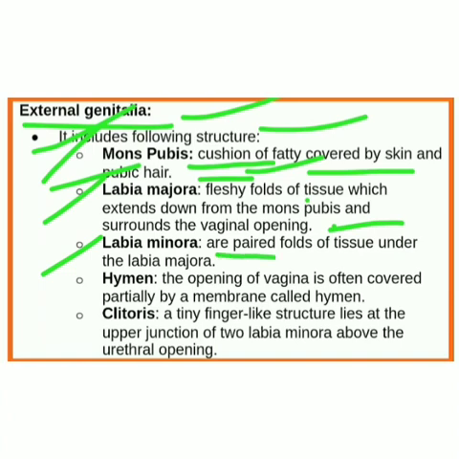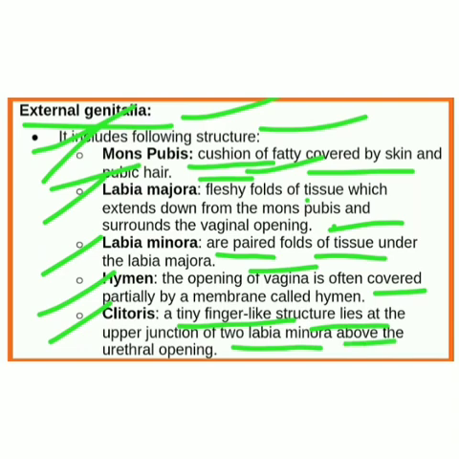Next, labia minora. Labia minora are paired folds of tissue under the labia majora. Next one is hymen. The opening of the vagina is often covered partially by a membrane called hymen. Next, clitoris. Clitoris, a tiny finger-like structure, lies at the upper junction of the two labia minora above the urethral opening.